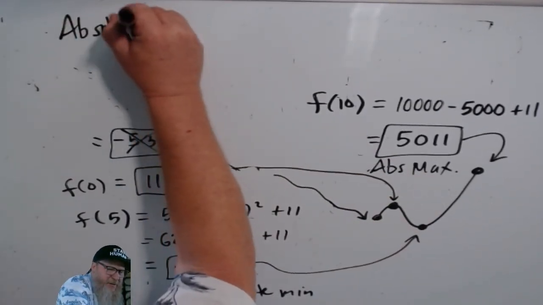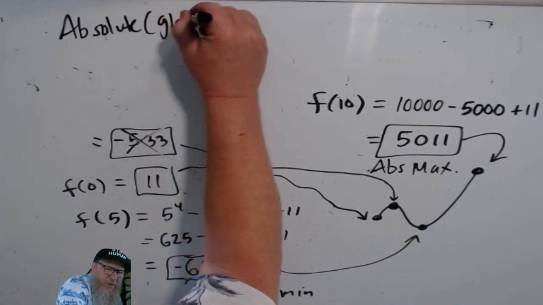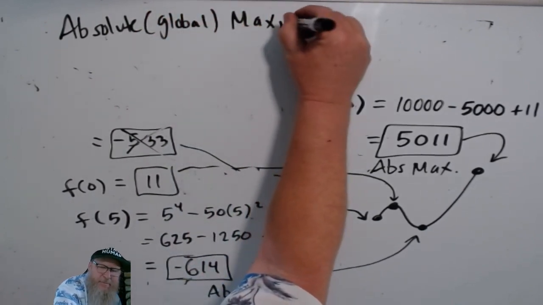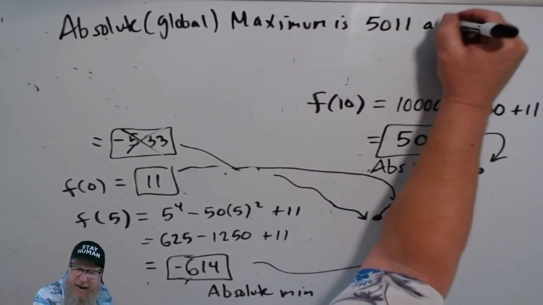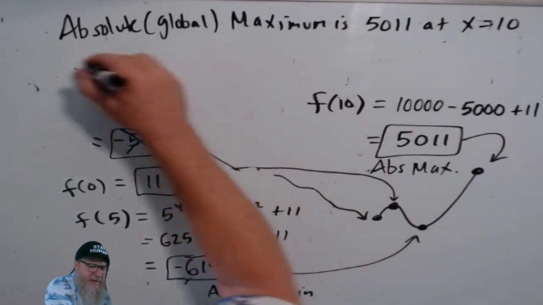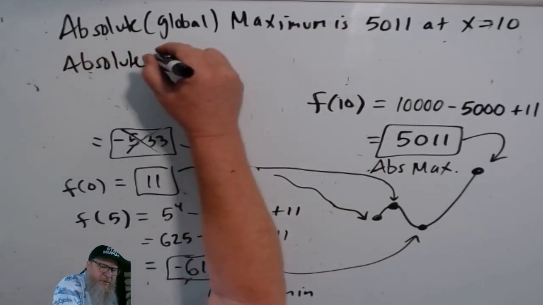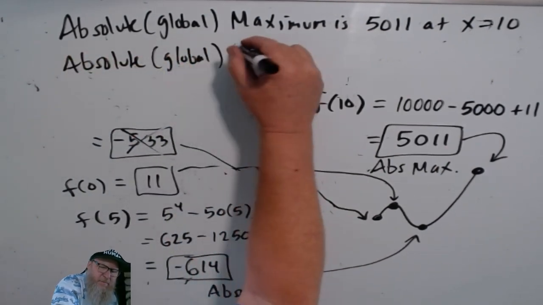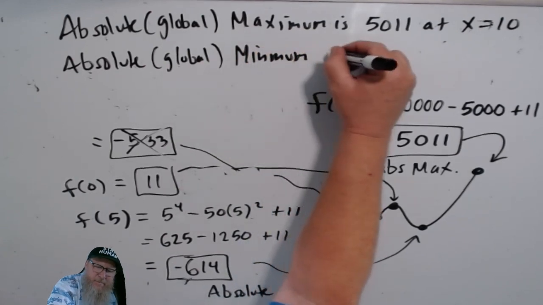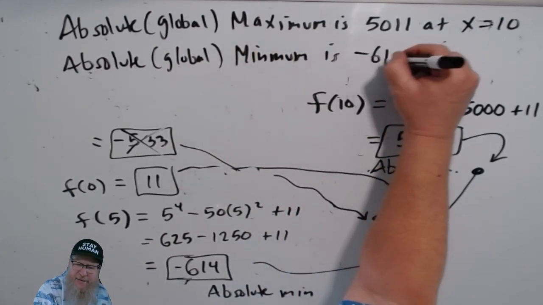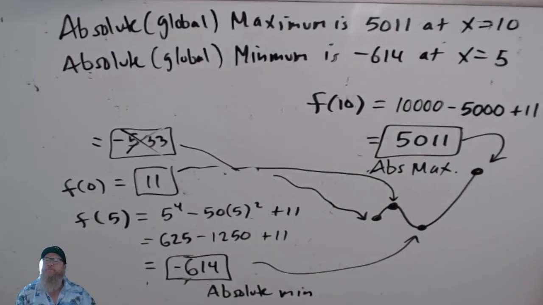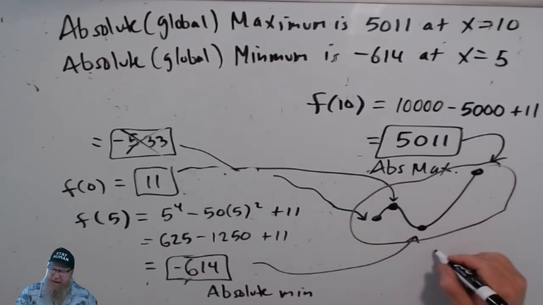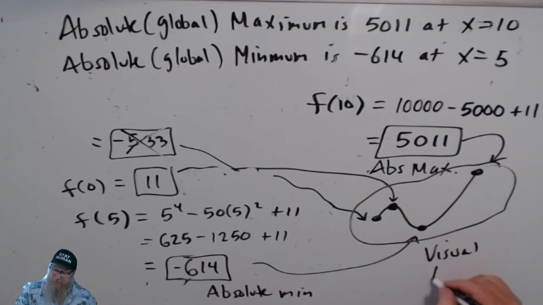So we have absolute, also known as global maximum, is 5,011 at x equals 10. Absolute global minimum is negative 614 at x equals 5. And this rough sketch was just a visual aid.